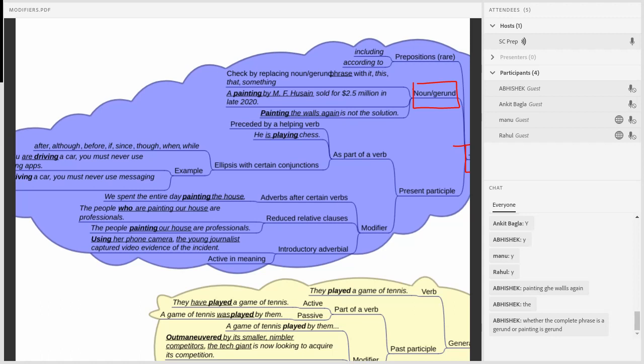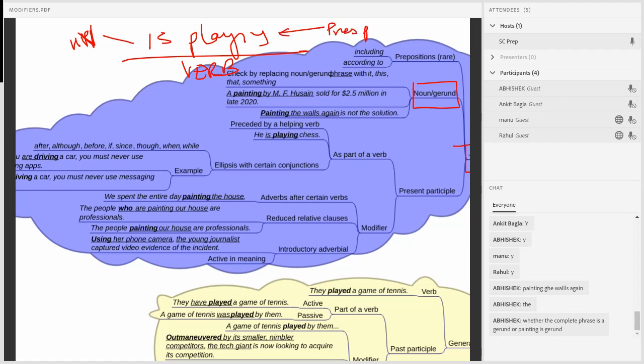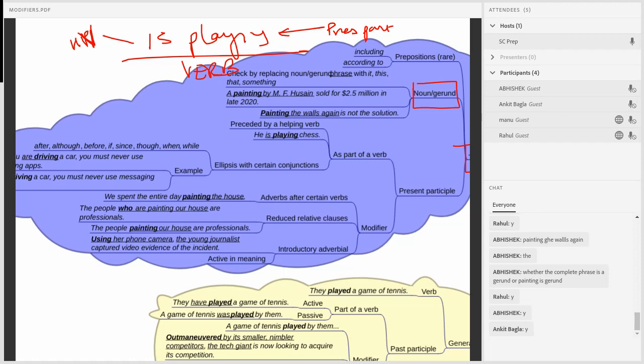So, helping verb plus present participle, the whole thing is called a verb. Let's take a quick example. He is playing chess. Is playing is the verb, where is is a helping verb and playing is a present participle. So let's quickly write that out. Is playing is a verb and it's made up of a helping verb and a present participle. Quick check. Is everyone comfortable with this? Ankit and Manu, quick check.